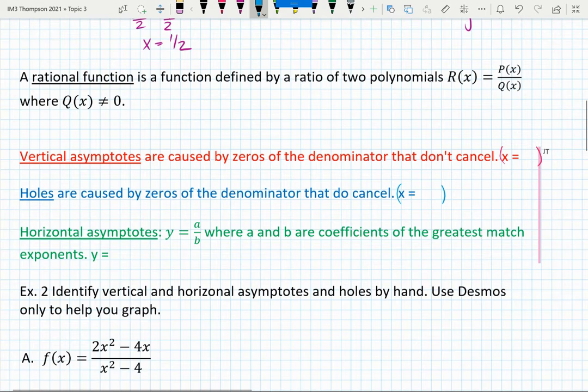Horizontal asymptotes follow their own rules. And we'll dive into that a little bit more. But the way that we're going to use that is we're going to use y is equal to a over b, where a and b are coefficients of the greatest matching exponents. Let's just say matching. Proper grammar. And horizontal asymptotes always look like y equals some number.